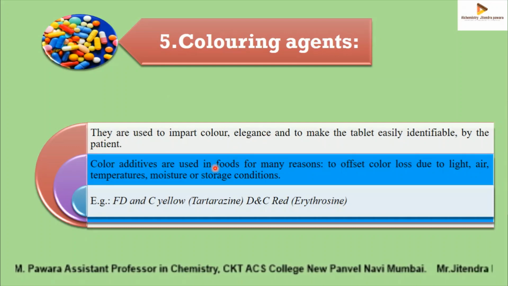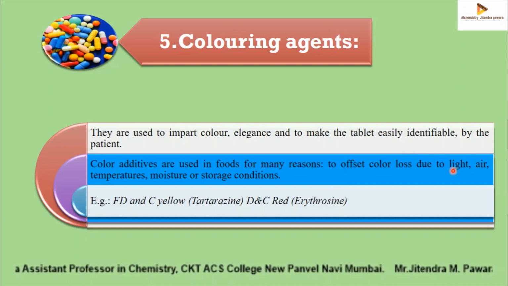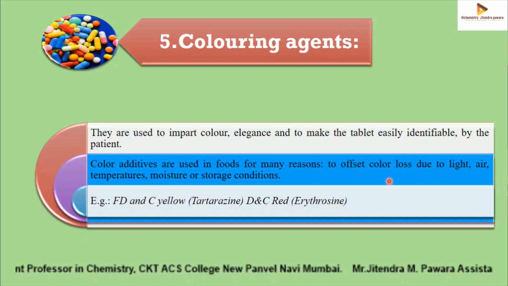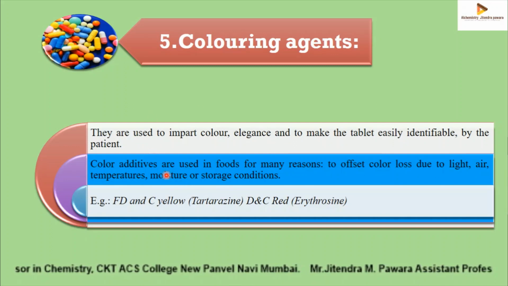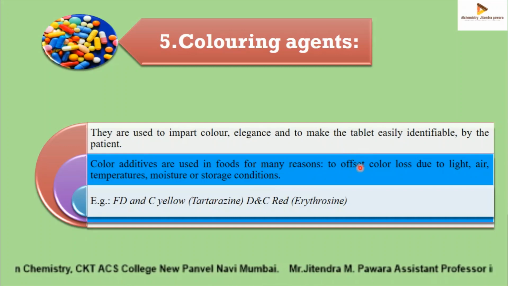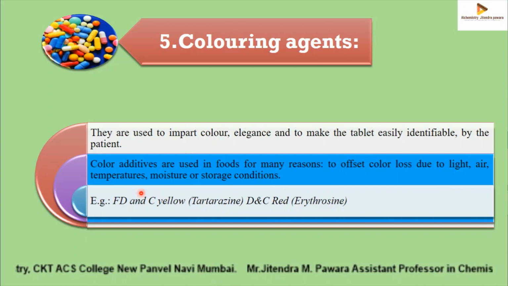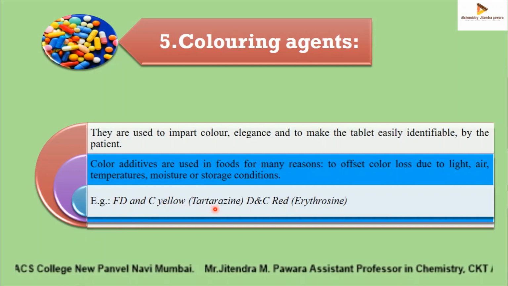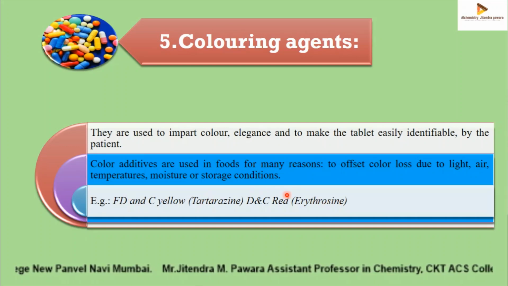Color additives are used in foods for many reasons, and in drugs also, to offset color loss due to air, light, temperature, moisture and storage. Due to these reasons, the color of a drug may change. That's why we use coloring agents, to protect from light, air, temperature, moisture and storage. So what are the dyes we use in the formulation of a drug? The examples are FD and C yellow, tartrazine, and D and C red, erythrosine. These are the two dyes used as coloring agents to give color to tablets or pills.